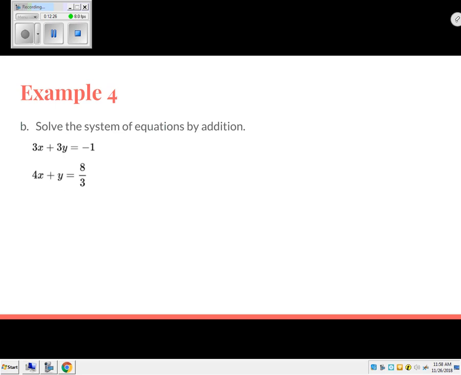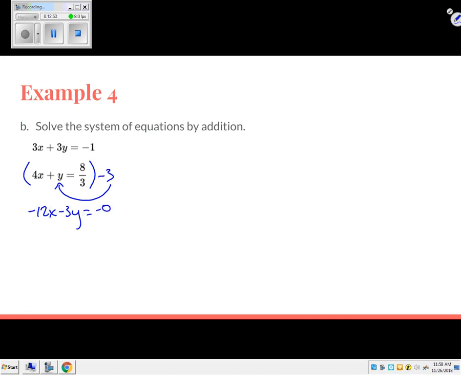I'm just looking at it. I like what one of my students said earlier. He said, well, I don't like this 8/3 right here, and just multiplying by 3 makes this no fractions. I would take it a step further. I would multiply it by negative 3, because if I multiply this by negative 3, that negative 3y is going to cancel with this positive 3y up here on the top. So if I multiply it by negative 3, I have to multiply everything by negative 3.